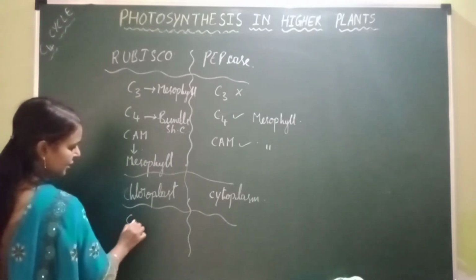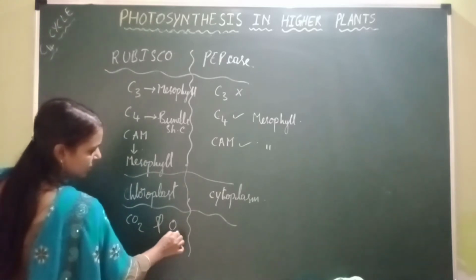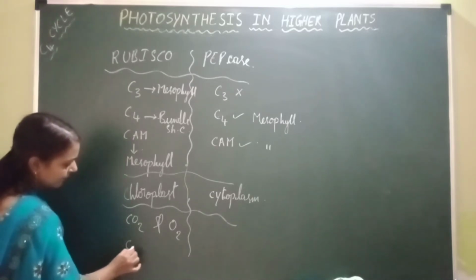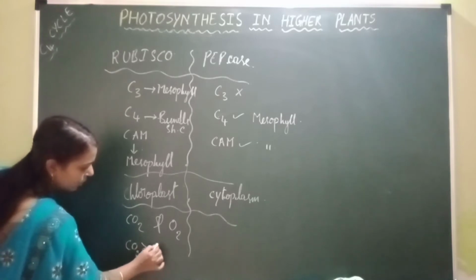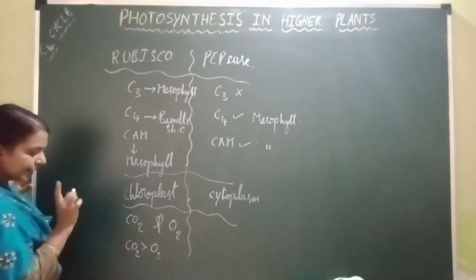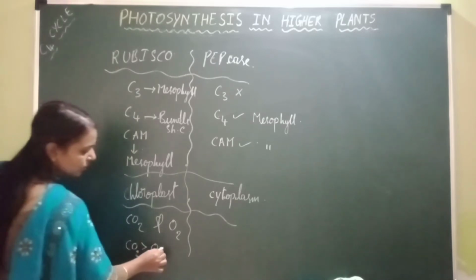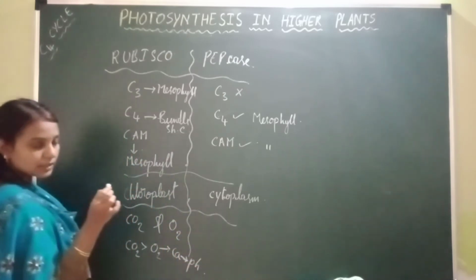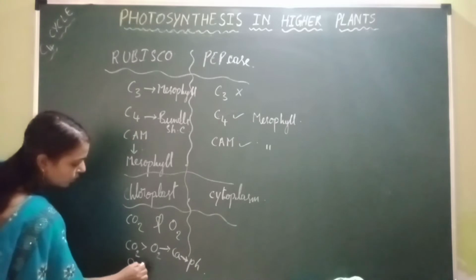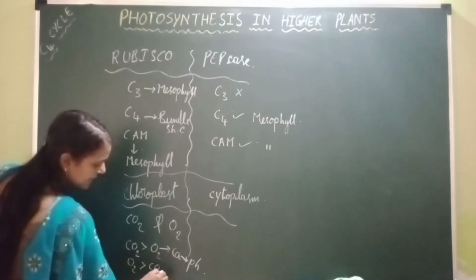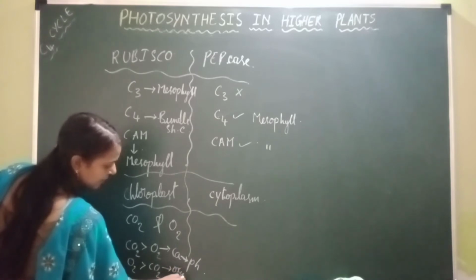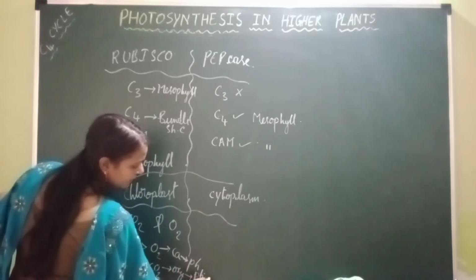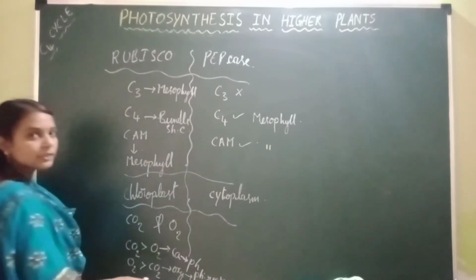Rubisco is involved in fixation of carbon dioxide and even oxygen, depending upon the conditions inside the cell. If the concentration of carbon dioxide is more than oxygen at the site of this enzyme, it leads to carboxylation, which leads to photosynthesis. If the concentration of oxygen is more than carbon dioxide inside the cell, it leads to an oxygenation reaction. That means it functions as oxygenase, which leads to photorespiration, a wasteful process.